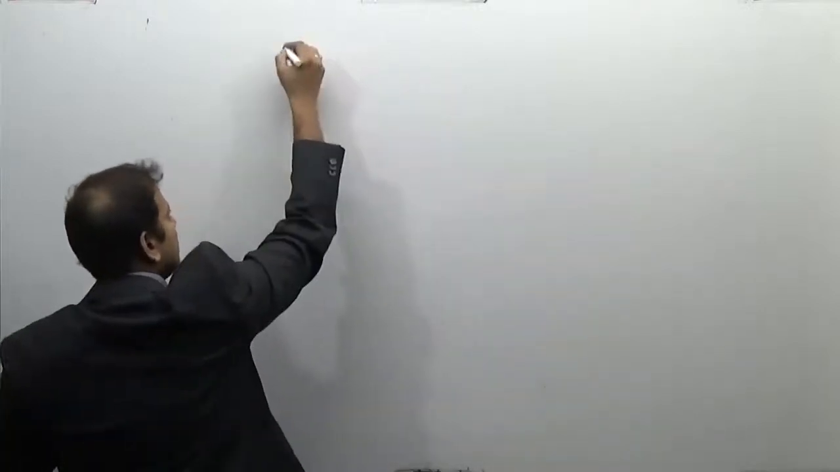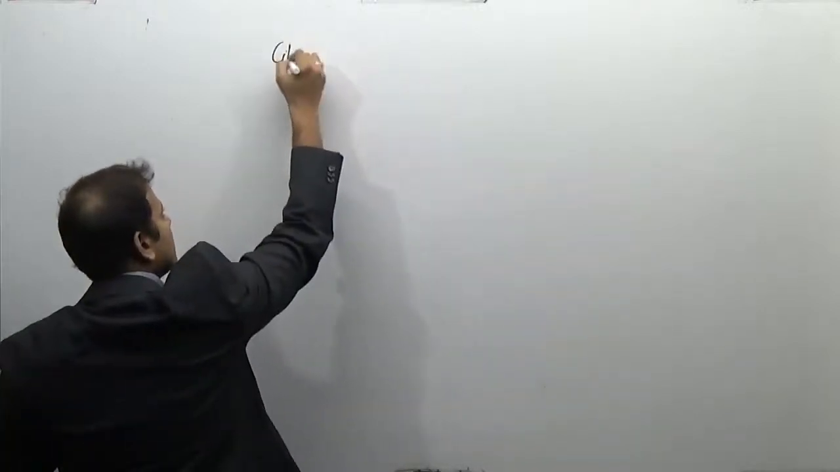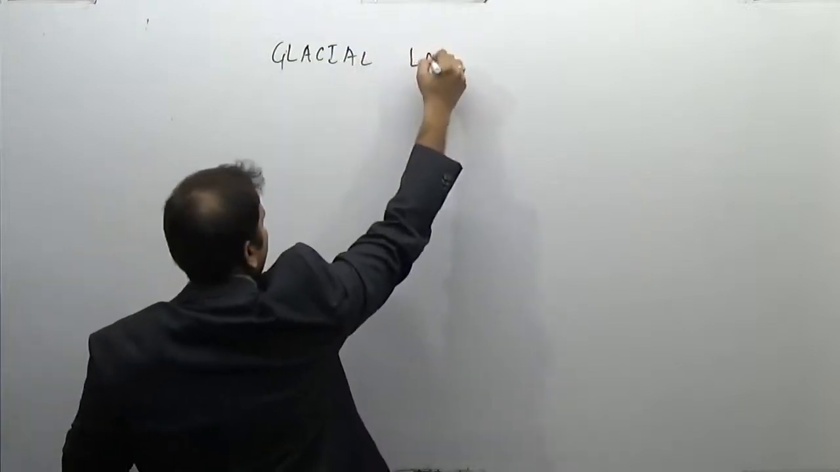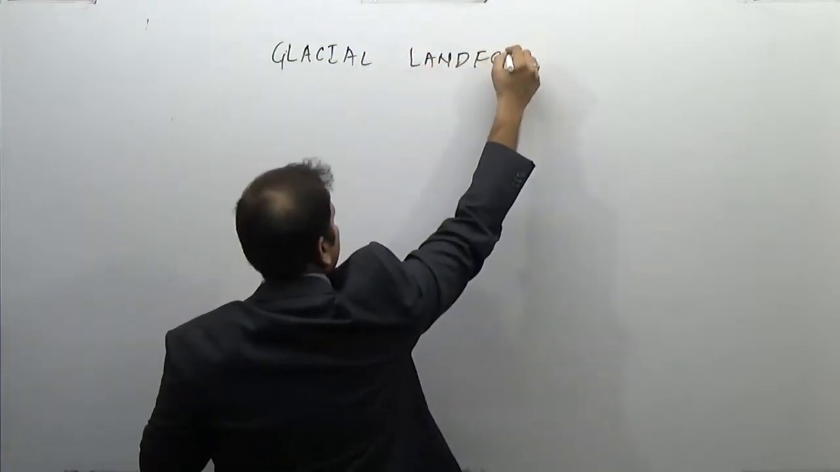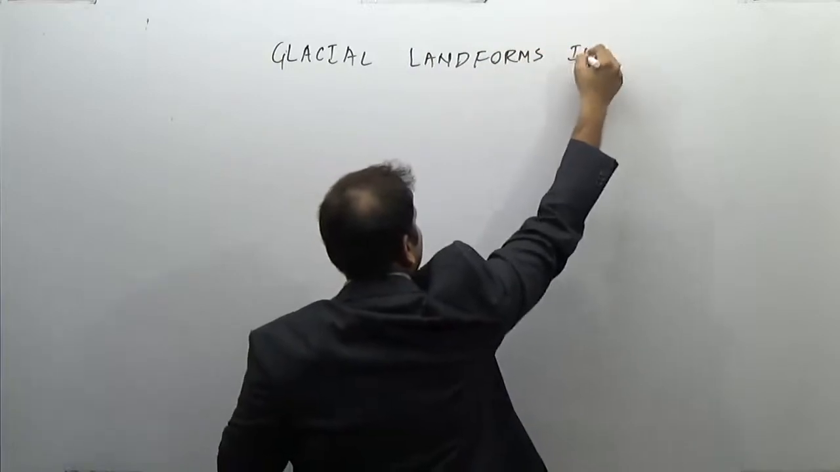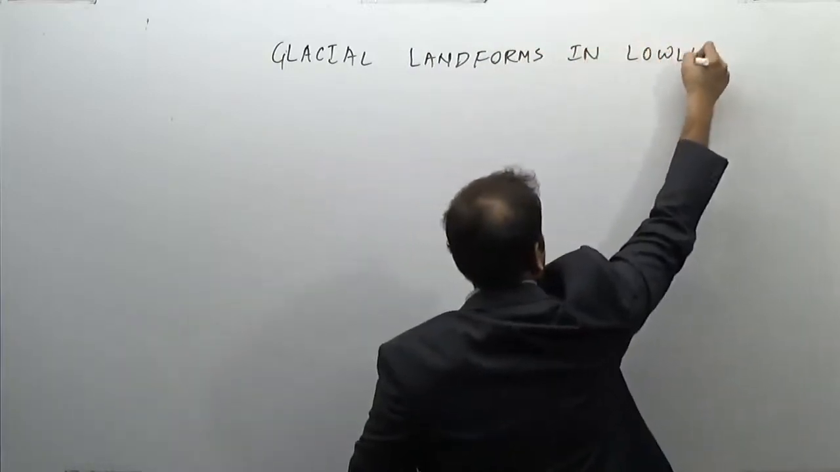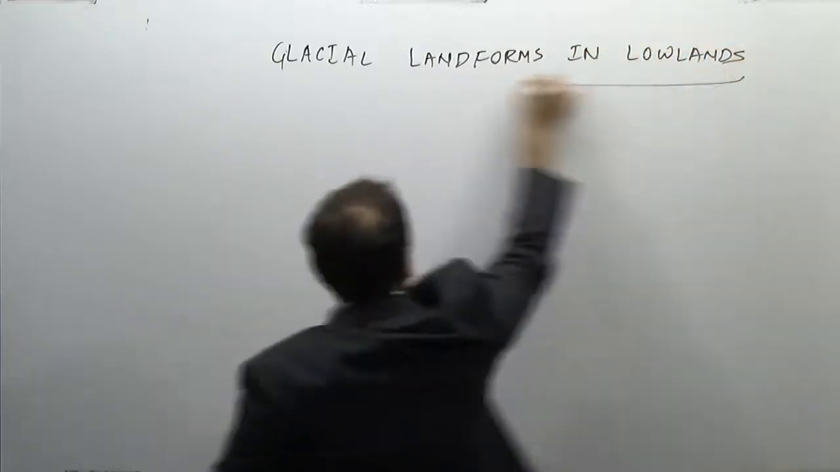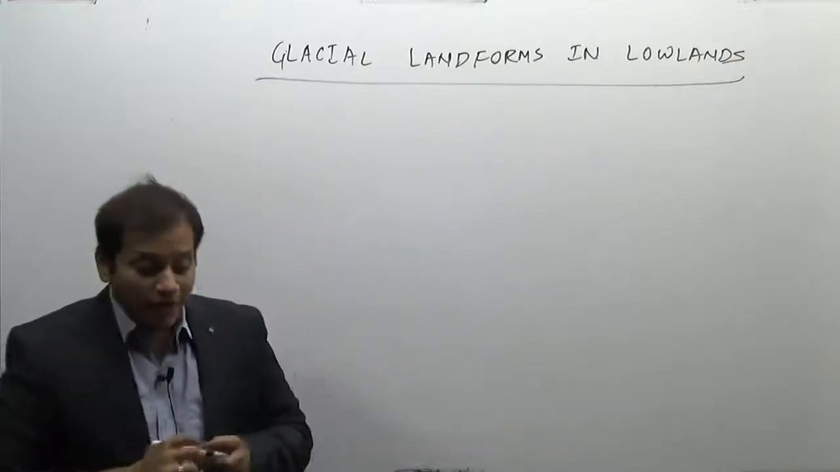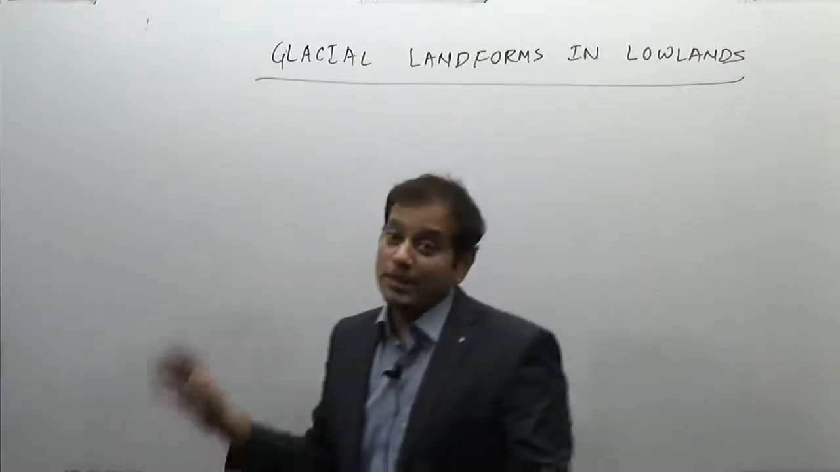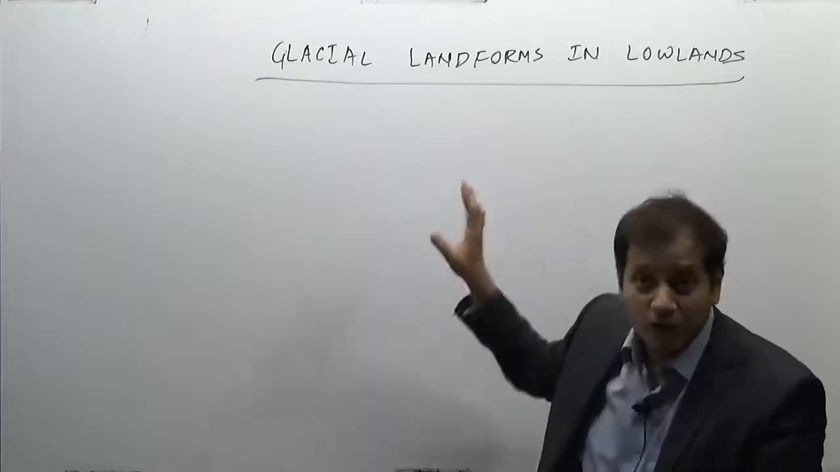In the last lecture, we finished the glacial landforms of erosion. First, what is glaciation, then the glacial landforms, and now a very small topic, that is again the glacial landforms, but in lowlands. That is the glacial landforms which are found on the lowlands. This is the next part of the topic.